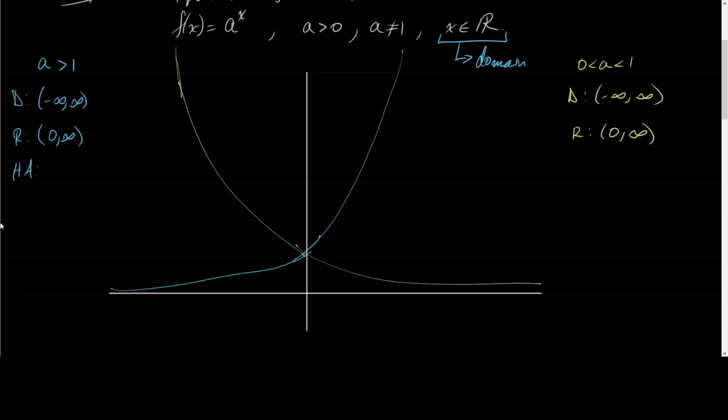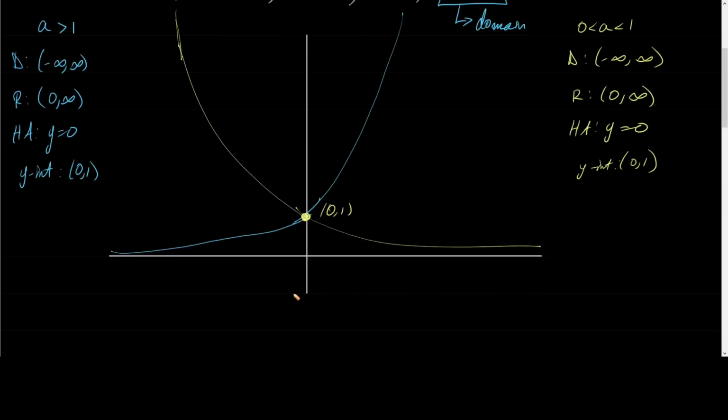They both have the same horizontal asymptote, the line y equals 0. They both have the same y-intercept, which is the point (0, 1). All right, that's this point right here. (0, 1), and it exists for both. And again, they both have the same horizontal asymptote. I'll just label that in red here.